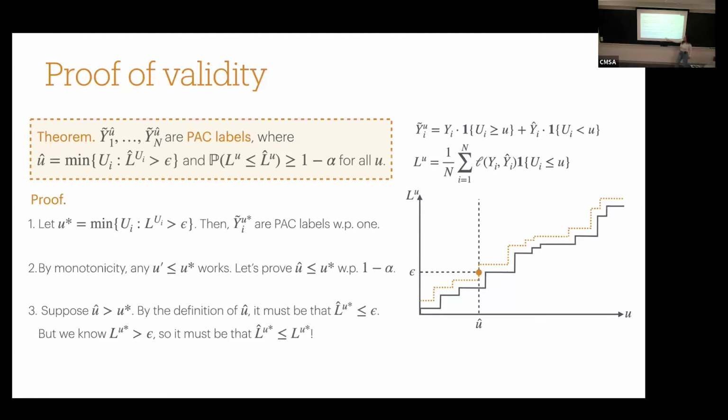But at the same time, by the definition of u star, we know that the true loss is greater than epsilon at u star. So that means that the upper confidence bound is lower than the loss itself. And by the definition of a valid upper confidence bound, that can happen with probability at most alpha. So really, that's a 4-line proof of this basic argument.